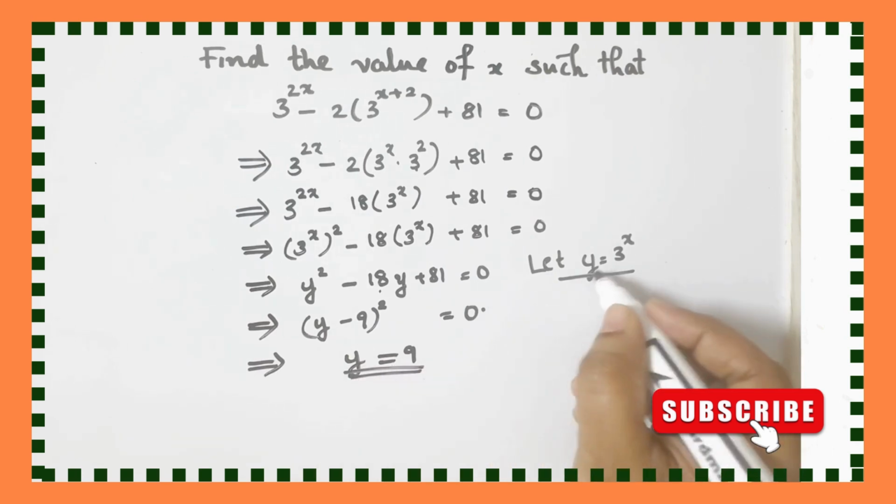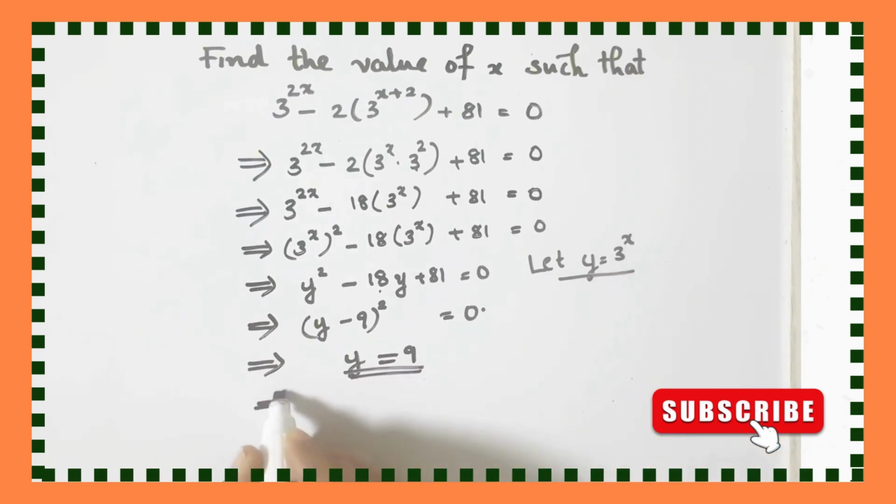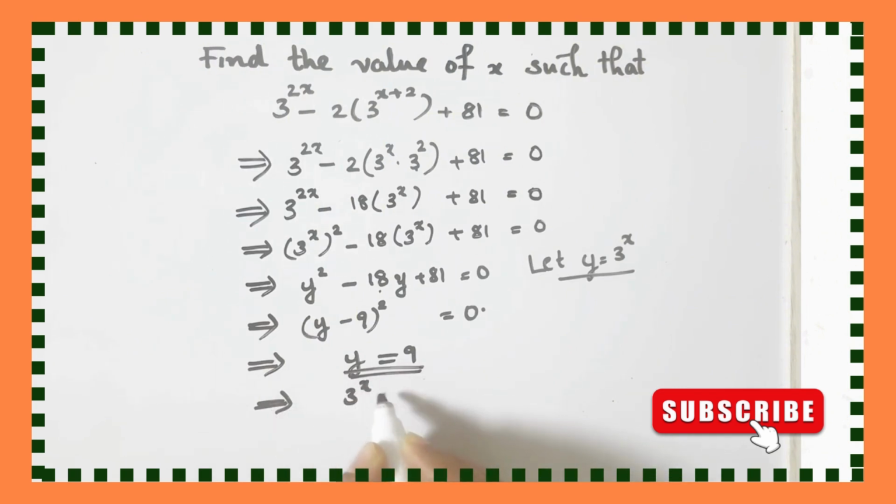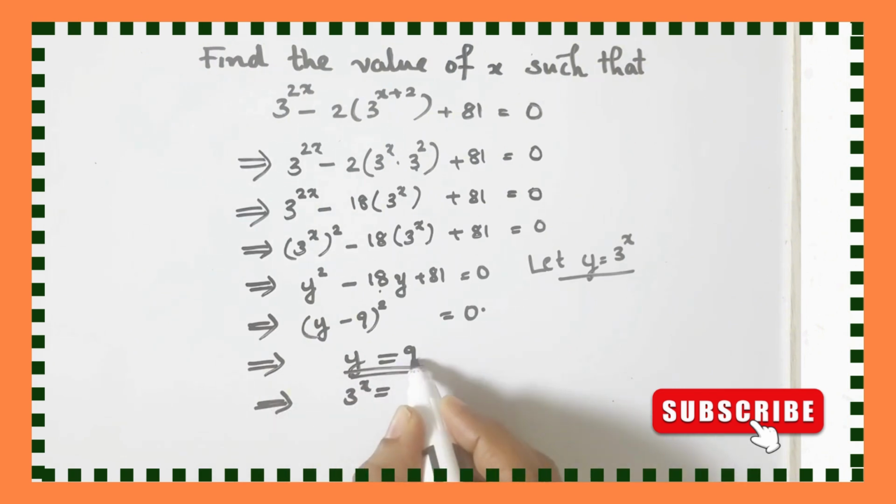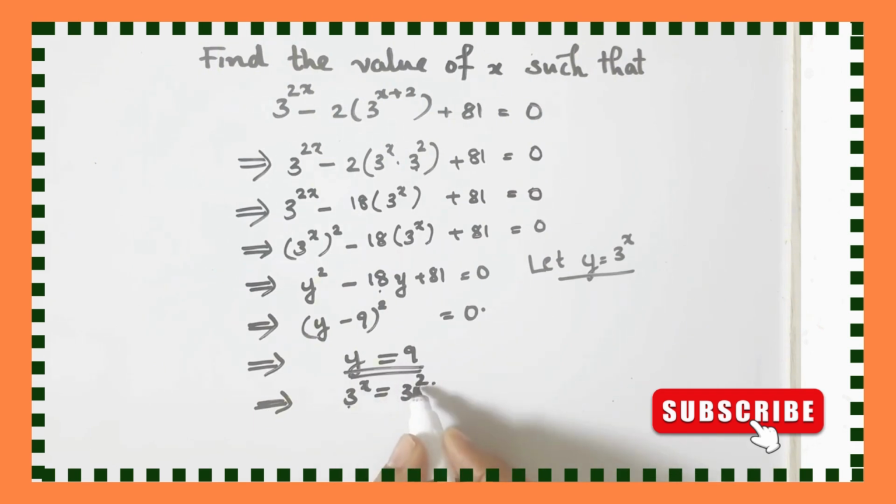Now y is equal to 3 to the power of x. Therefore this can be written as 3 to the power of x is equal to 9, which is 3 square. That is 3 to the power of x equal to 3 square. Now compare the powers. Here base is 3 itself. Therefore power is x is equal to 2.